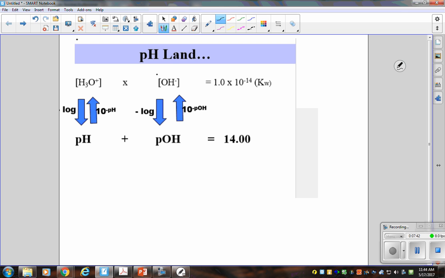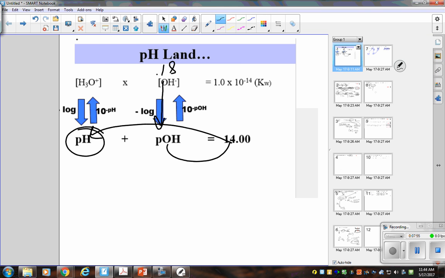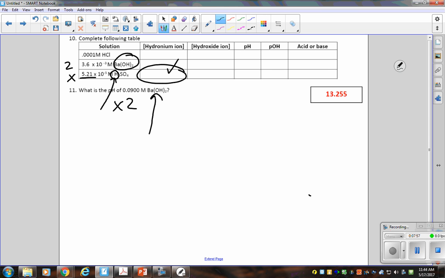Then it asks, what did it ask in that question? What is the pH? So all I'm going to do is negative log, subtract it from 14, and bam, you get the answer, which is 13.22255. Now, why does it have 3 decimal places? Look, see how it starts with 3 sig figs right there? After you go to the bottom of pH land, it's decimal places.